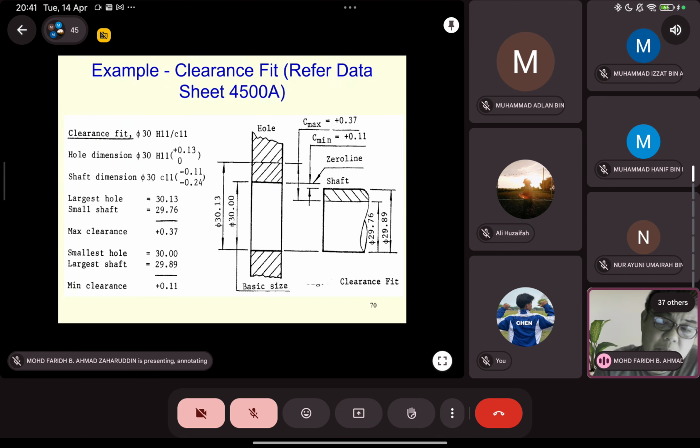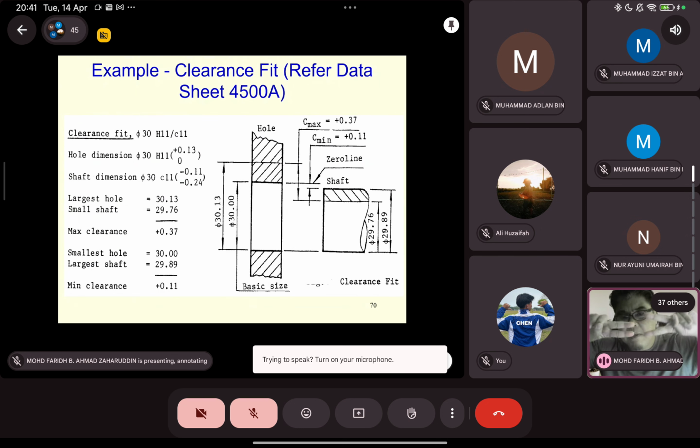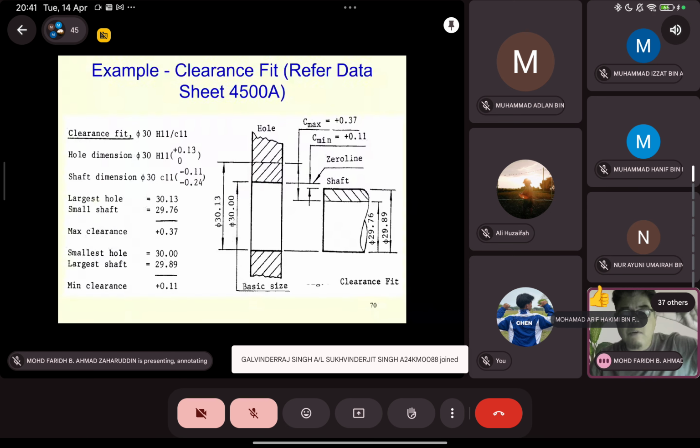Okay. So what did you see in front of you right now? It basically is to revise a few things before we go to the question, right? If you still remember, how can we know it is a clearance feed, transition feed, or interference feed? Do you still remember this one? Still remember? Ali, Huzaifa, Amar, you still remember this one? This is a clear, okay? Still remember, guys? Right? Ayuni, do you still remember?